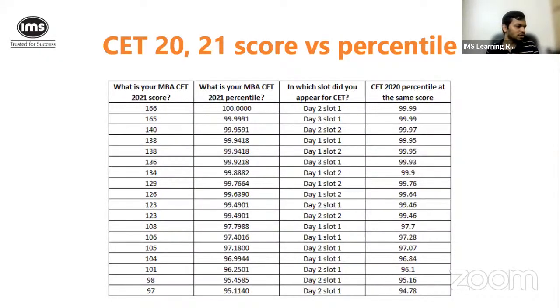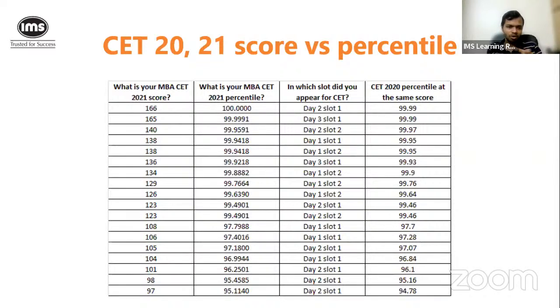So yeah, we are done with the questions that I got on the form. So I'm going to give you some data points that you can keep with you. Firstly, this is CET 2021 score versus percentile. Okay, so what score in CET 21 corresponded to what percentile in CET 21? And the same score would have corresponded to what percentile in CET 2020. That is the data that you have here. So this is what you use to assess your mock performance.